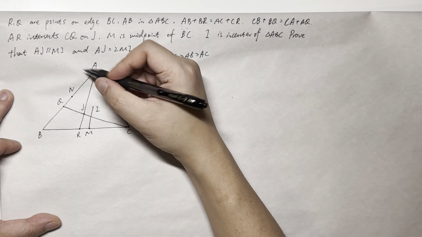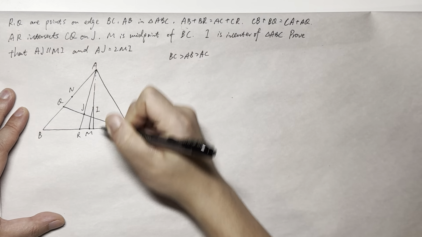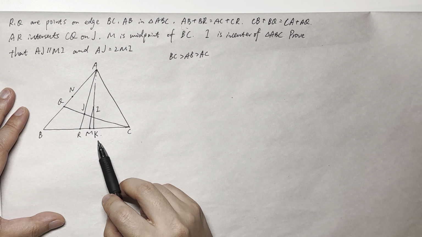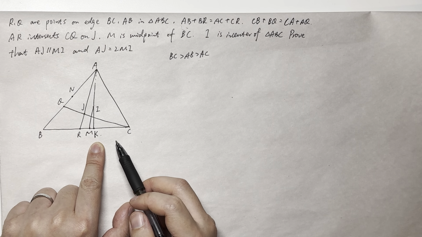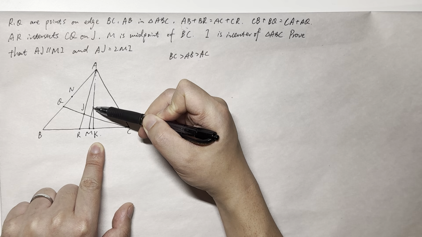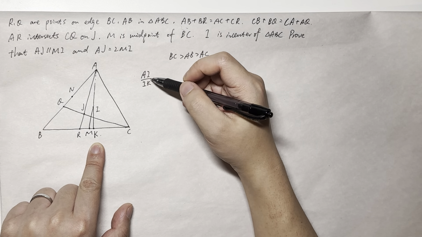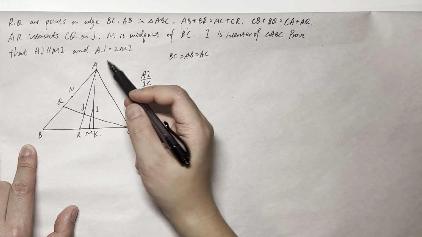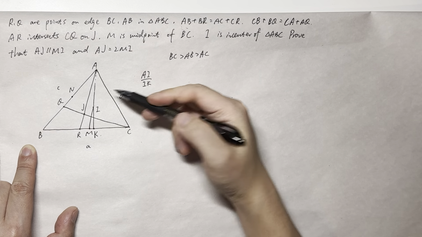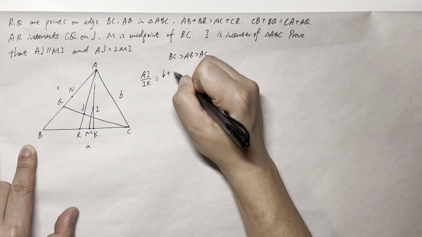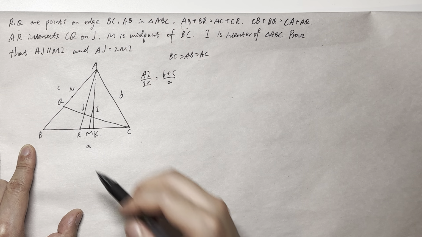And we already know that if we connect AI and extend it to BC at point K, right? We know the ratio of AI to IK. We learned this before, right? Assume that the length of AB is c, the length of BC is a, and the length of AC is b. So AI to IK equals (b plus c) to a. That's a property of the incenter. We learned it before.